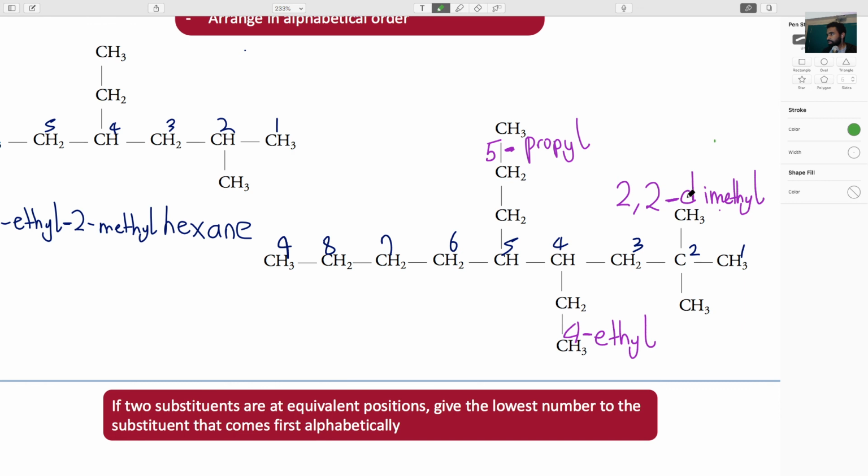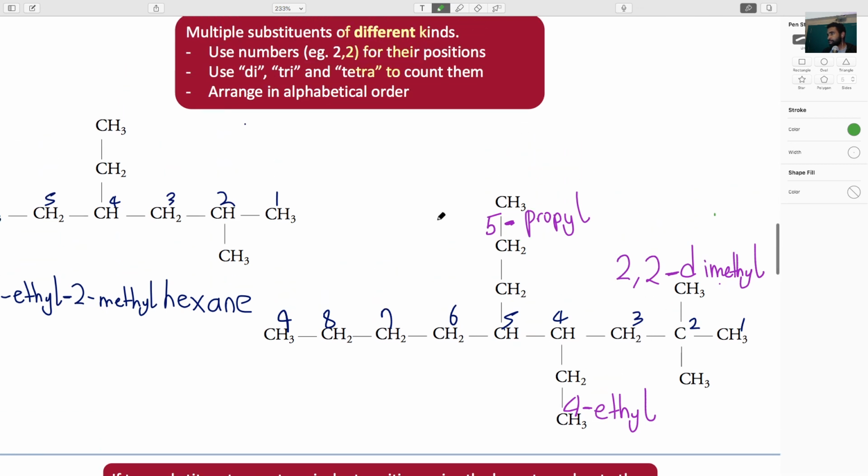So you might be tempted to say D is the first, because D comes before E, right? A, B, C, D, E. But we don't consider the di, the tri, and the tetra when we're putting them in alphabetical order. We only consider the first letter of the real child. So the meth, the eth, and the prop. So that means that eth is going to come first, meth will be second, and prop will be last in alphabetical order.